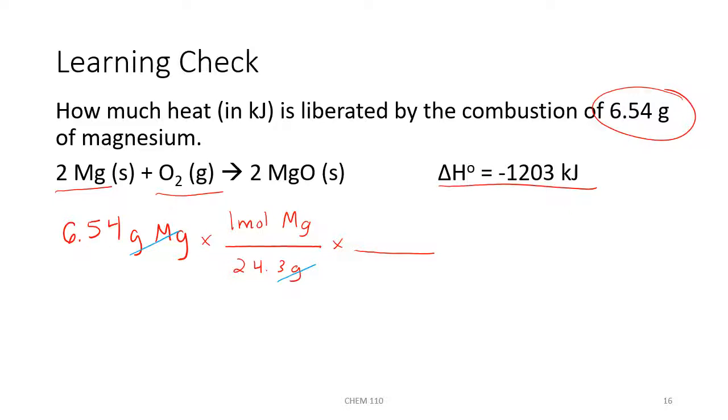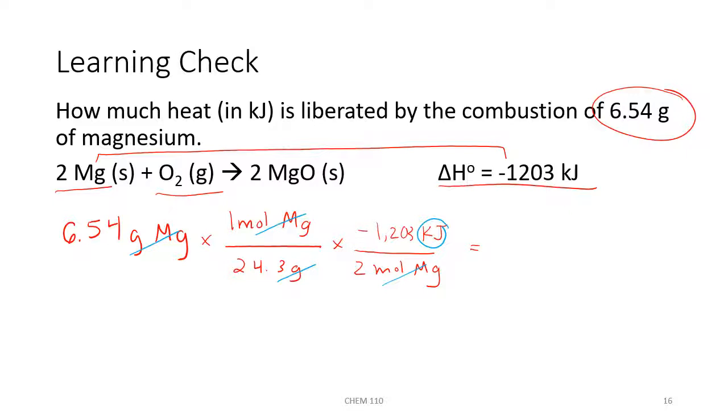We're interested in calculating the amount of heat in kilojoules. We can write a conversion factor between our moles of magnesium and our delta H that we were given. What that says is when 2 moles of magnesium are combusted, negative 1,203 kilojoules of heat are released. Therefore, from our balanced equation, 2 moles of magnesium is equivalent to negative 1,203 kilojoules of energy. Our moles of magnesium will cancel and we'll be left in units of kilojoules.